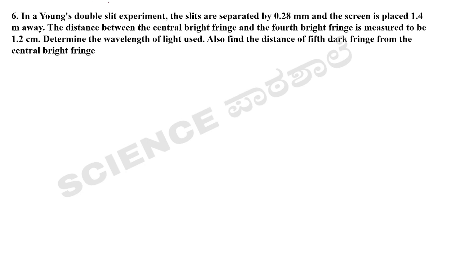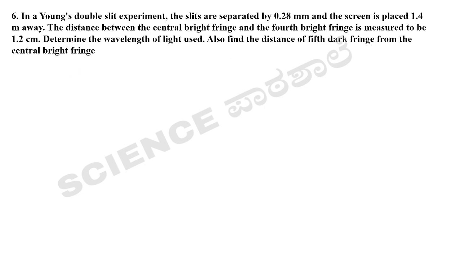In a Young's double slit experiment, the slits are separated by 0.28 mm and the screen is placed 1.4 meter away. The distance between the central bright fringe and the fourth bright fringe is measured to be 1.2 centimeter. Determine the wavelength of light used. Also find the distance of fifth dark fringe from the central bright fringe. Similar kind of numerical we just solved. So same kind of, please pause the video, do it yourself, then come back and check whether what you solved is correct or wrong.